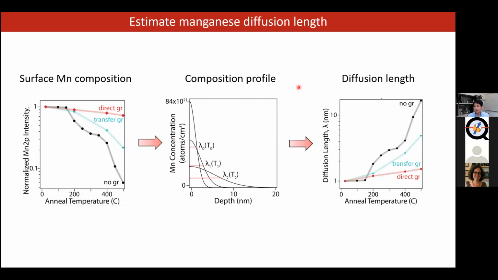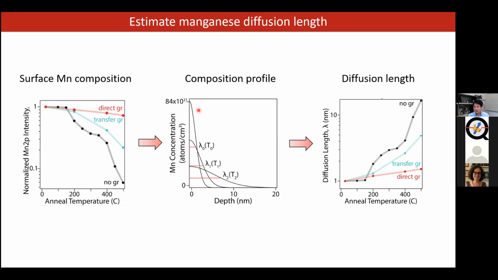We can start to quantify that by just looking at the relative changes in the manganese 2p core level as a function of anneal temperature. So again, this is the same trend I described. The control case with no graphene, a very drastic drop in the surface manganese composition. Transferred graphene does a little better, suppresses that drop, and the directly grown clean graphene does the best.